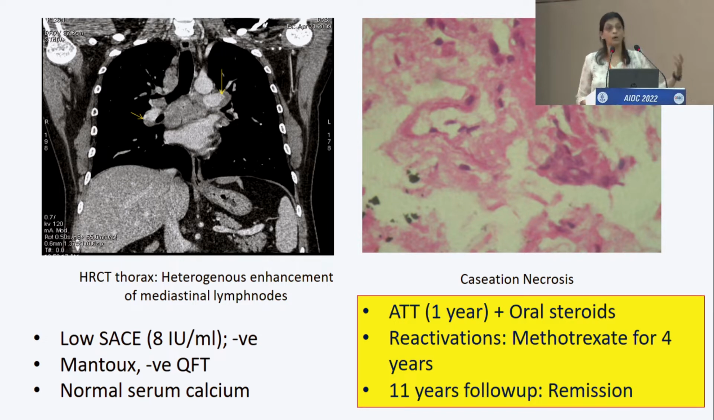So though ocular features were so suggestive of sarcoid, the pulmonologist was not convinced, so he gave him a course of ATT along with steroids, but he continued to develop reactivations, and eventually he required methotrexate. And it's been 11 years now I've been seeing him, and he's in remission.